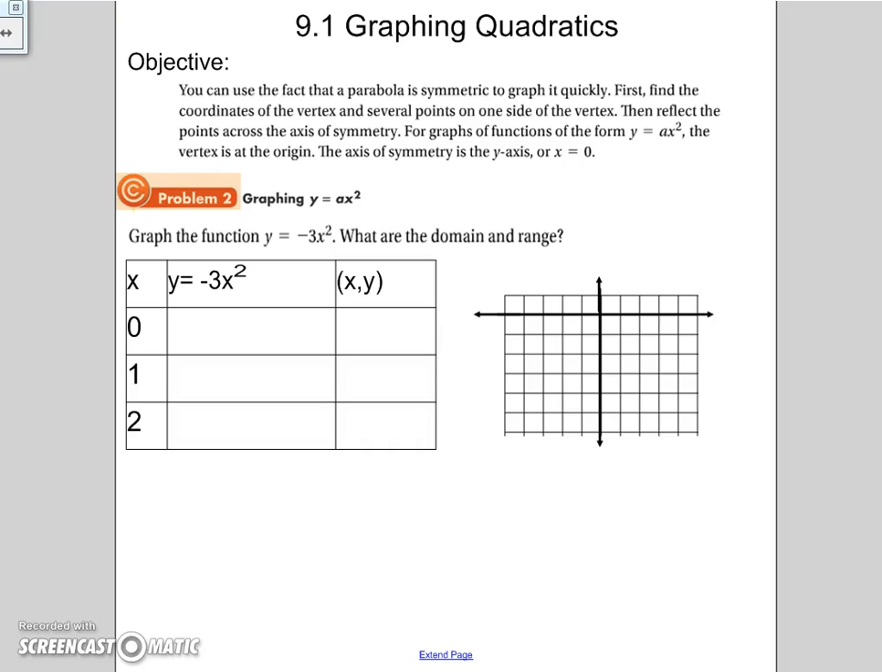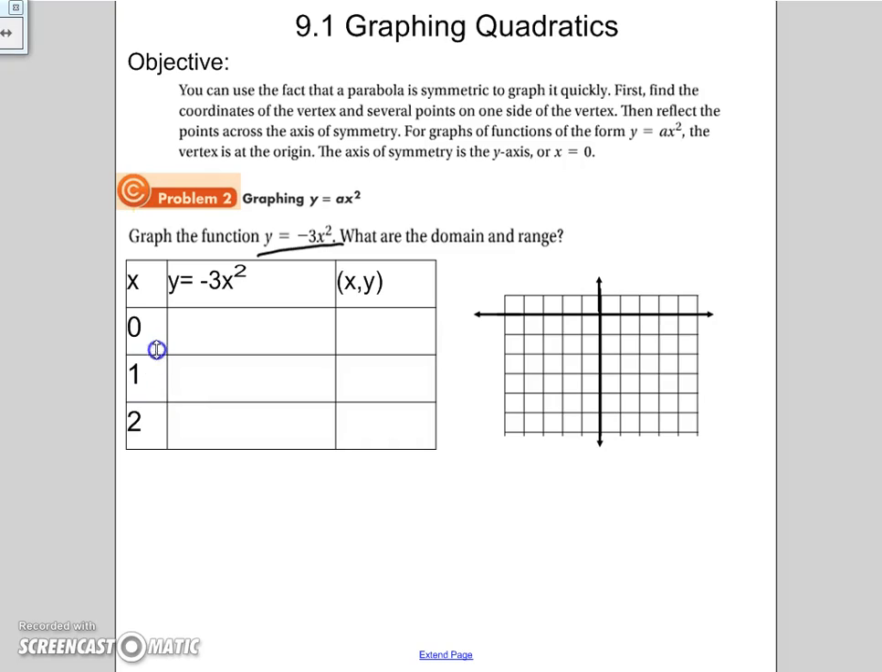So to begin, the first function we're going to be graphing today is y equals negative 3x squared. Okay, we will talk about the domain and range in a second, but first we are going to graph it. So you can see that we have a table of values. Most commonly, we have been plugging in negative 2, negative 1, 0, 1, and 2. However, since we know that parabolas are symmetric, we only need to do one side of our graph because the other side will mirror the side that we are working on.